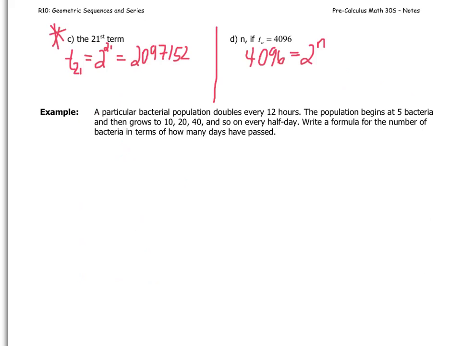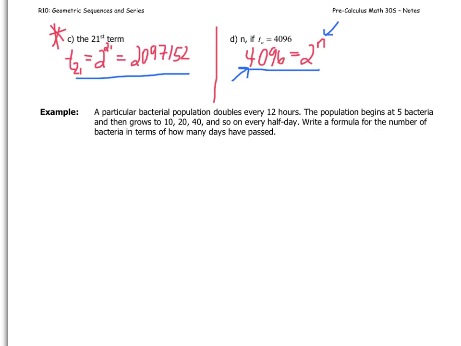Okay, welcome back. For this one here, the 21st term, we just simply plug in the formula that we established before. T21 is 2 to the power of 21, and that's 2,097,152. What about D? Well, D, we've said that the term value is 4,096, and we're asking what is the n? What number of term is this?